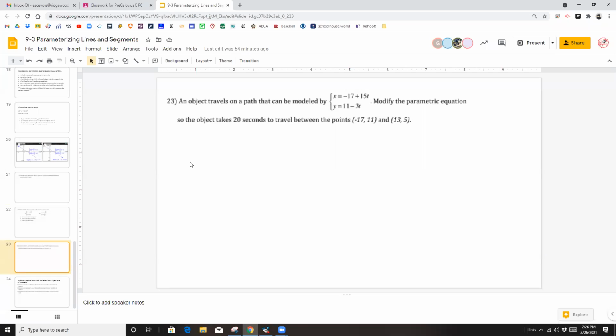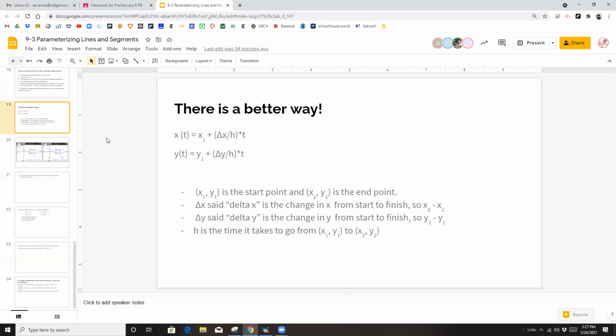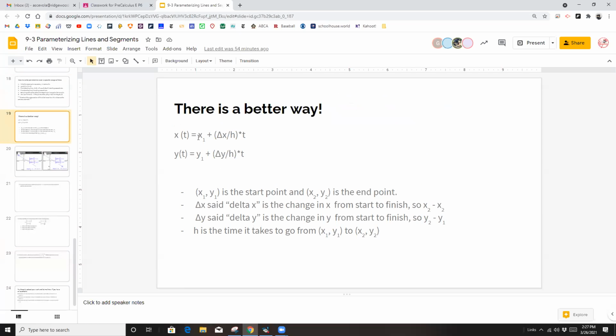Okay. So for this one, we're given a set of parametric equations, and we have to modify it so that it takes 20 seconds to travel between those 2 points. So what do we need to do that? Well, we need to know the starting point. We need to know the change in x from when it goes from the one point to the other point. And we need to know how long we want it to go from one point to the other point. So we're going to use this to create our new parametric equation.